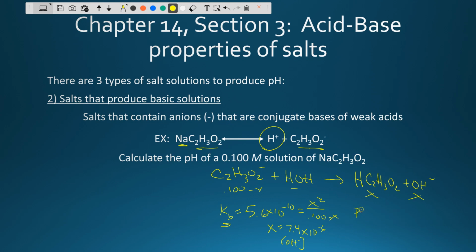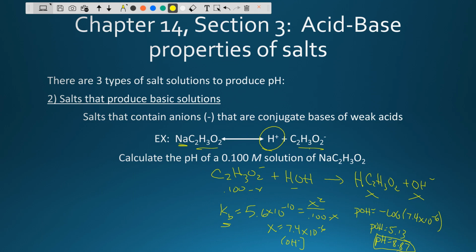Okay, so pOH is going to be the negative log of my 7.4 times 10 to the negative 6. And so my pOH ends up being 5.13. My pH then is 8.87. Okay, so I just kind of basically find it that way.